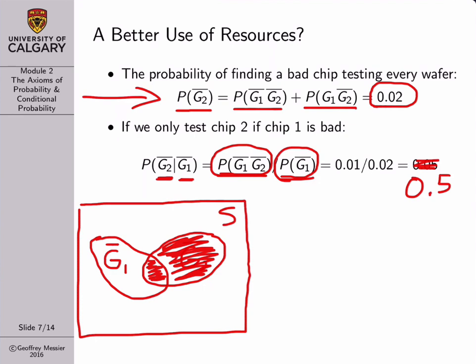So if we test chip 2 only if we know that chip 1 is bad, 50% of the time now we're going to find a problem with chip 2. So it turns out that there is indeed a relationship between the failures of the two chips. And now we're directing our testing resources in a much more efficient way. Our testers are finding problems half the time, where before they were only finding problems 2% of the time. So far this seems like it's a good idea.